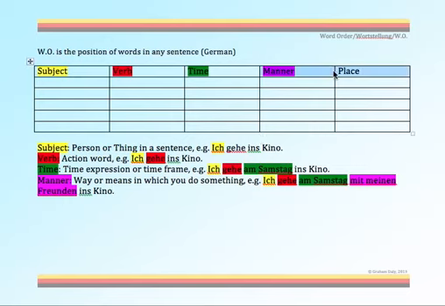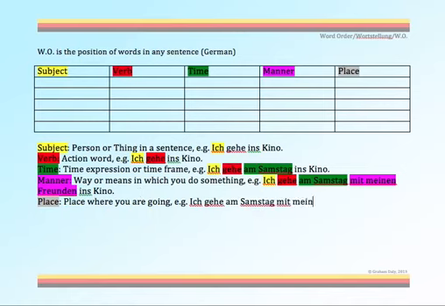Now, the last is the place, as you probably guessed from the sentence. It's ins Kino. So the place is the place where you are going. For example, ich gehe am Samstag mit meinen Freunden ins Kino.